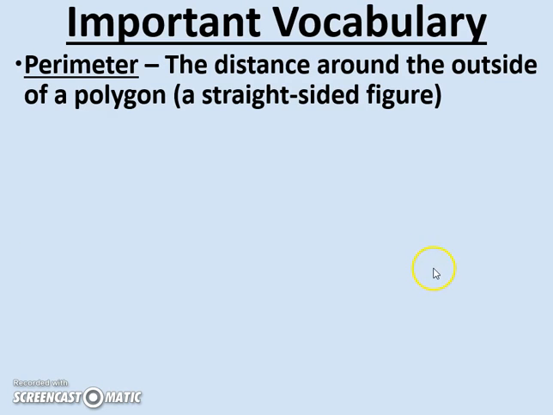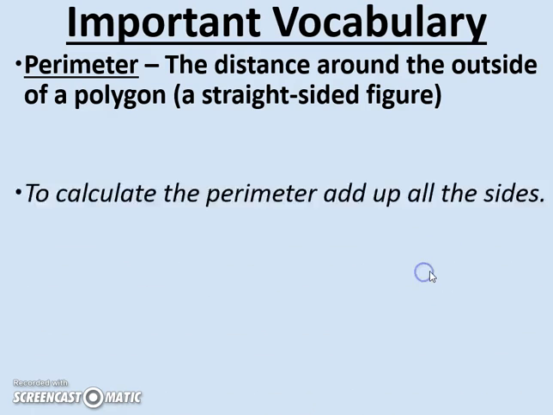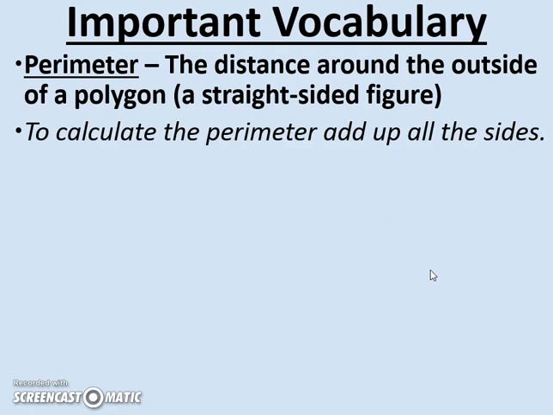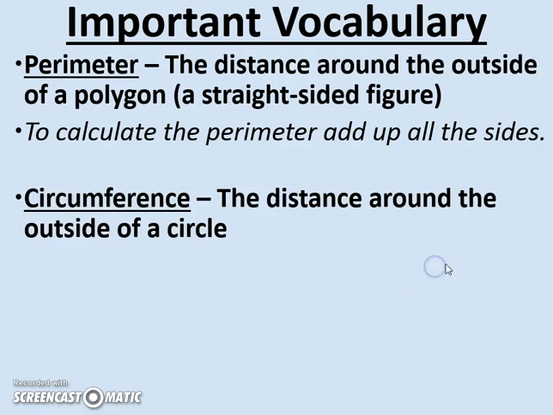Perimeter is the distance around the outside of a polygon. A polygon is a straight-sided figure. To calculate the perimeter, you add up all the sides around the outside. For circumference, circumference is the distance around the outside of a circle.